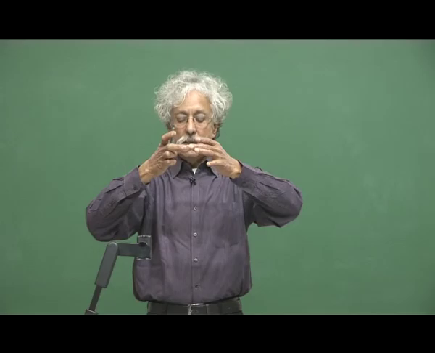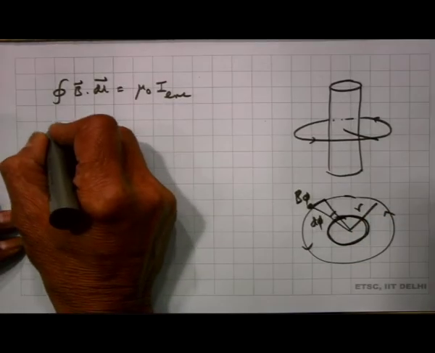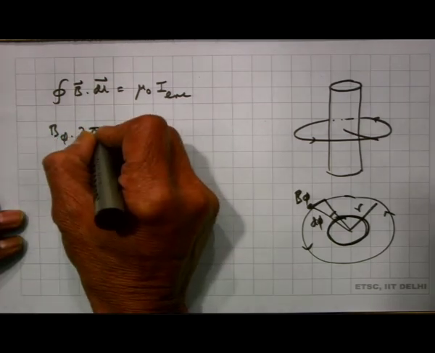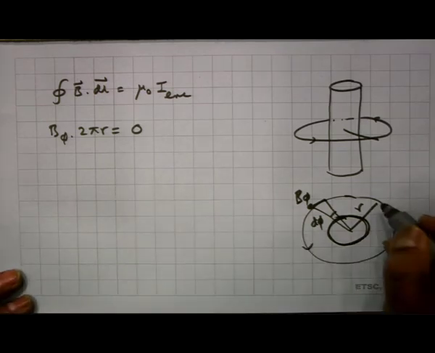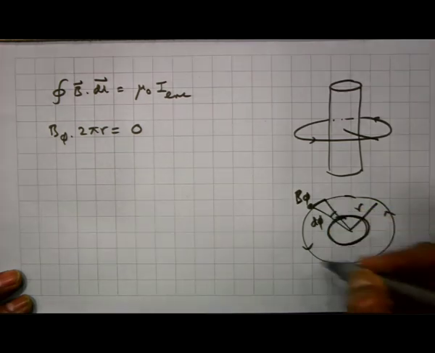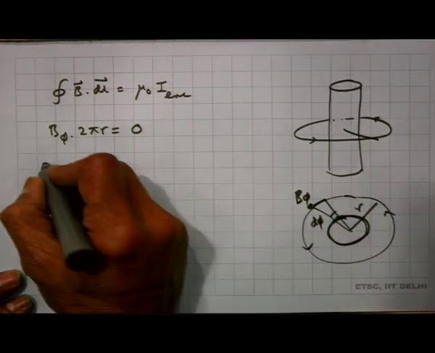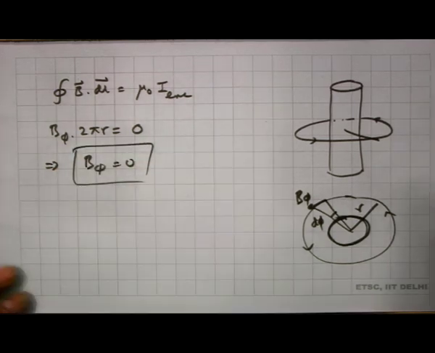So, the right hand side, the current enclosed, will be 0, and because the integration is along this curve, I will get B phi into 2 pi r must be equal to 0. 2 pi r is the circumference of the circle. So, B dot dl becomes B phi into r d phi, and I get B phi times 2 pi r. This implies there can be no azimuthal component.